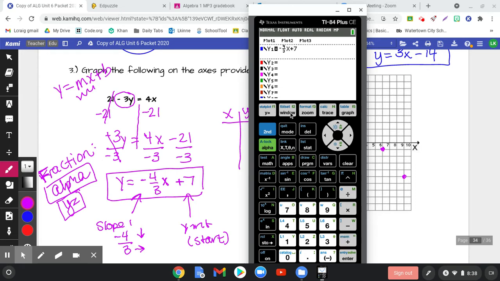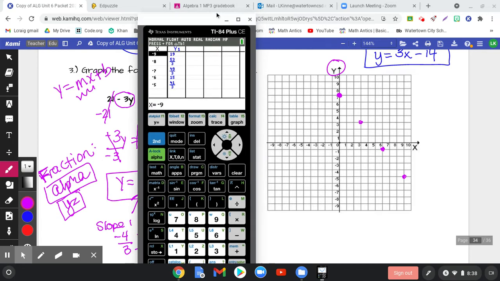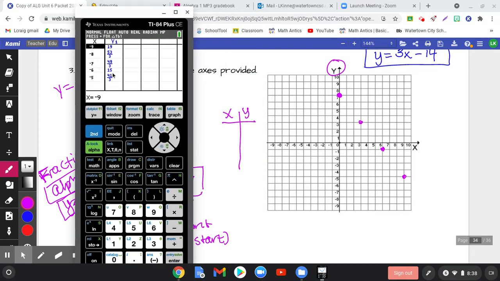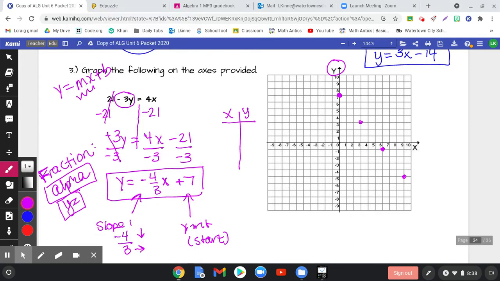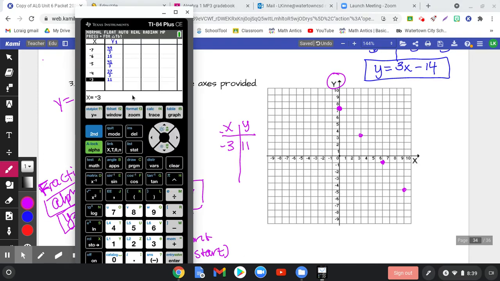Plus 7. So this is a good tool because you can make sure that the graph you just drew looks like that. Looks pretty similar. Get actual points from the table. Now, some of these points we can't plot. Like, how am I going to plot negative 5, 41/3? No, pick nice numbers. So negative 3, 11, which I can't plot on there, but that's okay. Keep scrolling.